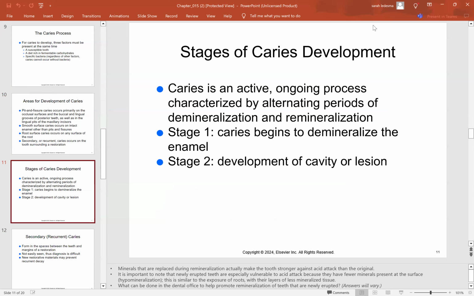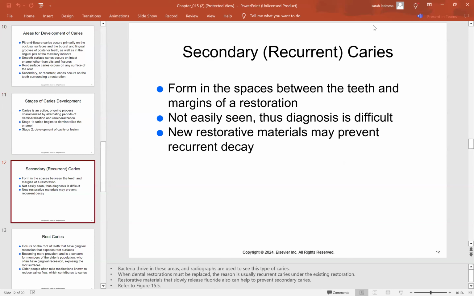Stages of caries development. Caries is an active, ongoing process characterized by alternating periods of demineralization and remineralization. Stage one is where the caries begins to demineralize the enamel, and stage two is the development of that cavity or lesion. In secondary or recurrent caries, this is going to form in the spaces between the teeth and the margin of a restoration. This isn't always easily seen, thus, diagnosis is difficult. New restorative materials may prevent recurrent decay.